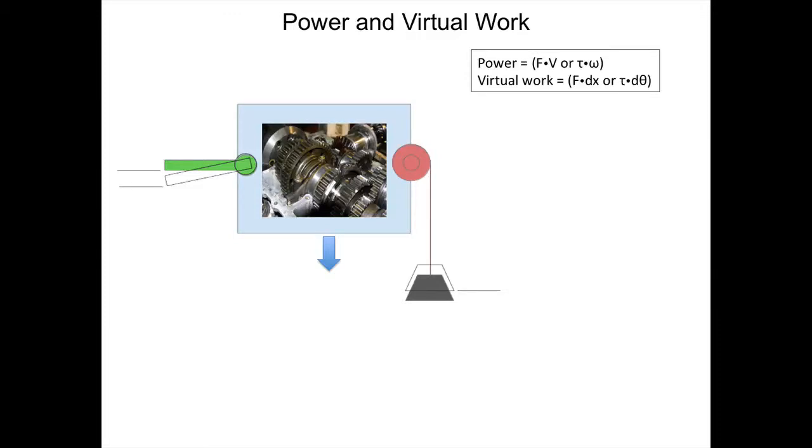So this is a first short tutorial to look at how we can use power and virtual work to figure out speed and torque ratios in a machine, for example, something with a set of gears. So let's first just talk about it in a general way. Remember that power is force times velocity, or for something with angular motion, it would be torque times angular velocity.